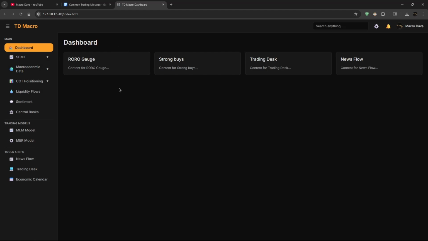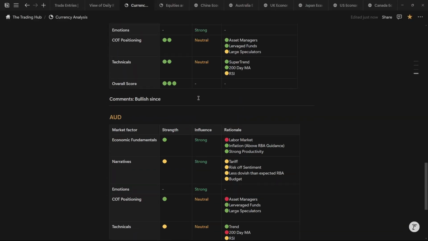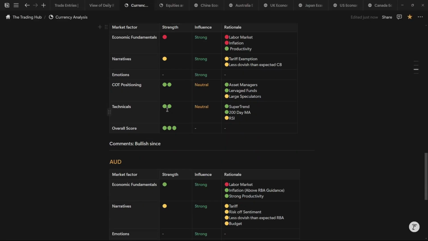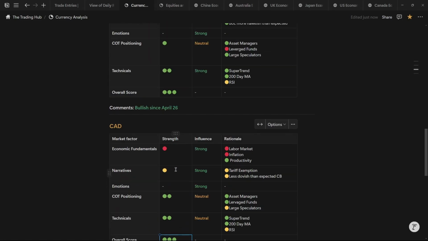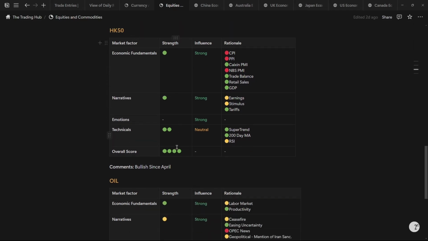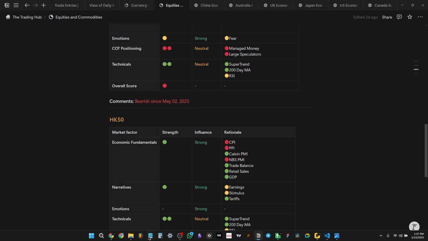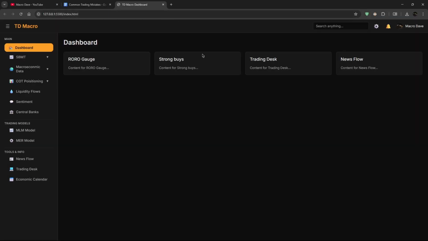I'll do some fixing here, but on the main dashboard you'll see your risk off, risk on gauge. You'll see the top 3 strong buys and sells. At the moment when I manually do this, Canadian dollar is a strong buy. Let me see if anything is a strong sell. Hong Kong 50 is a strong buy at the moment as well. So you would actually see these on the main dashboard, the top 3 strongest buys and sells.